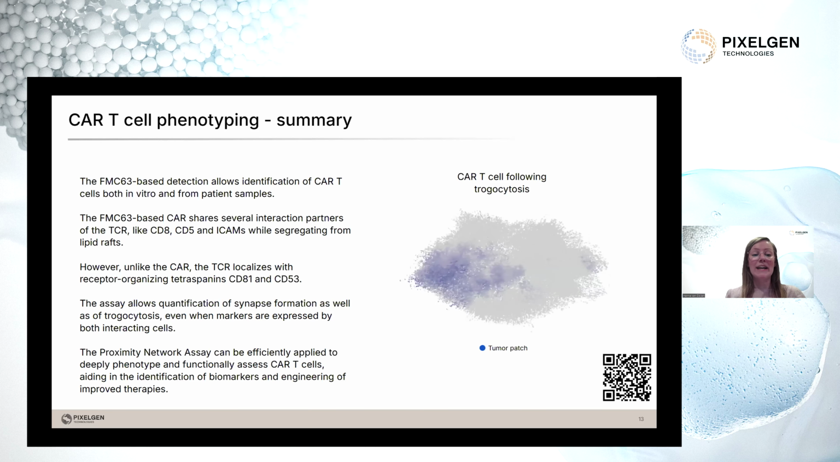So in general, the proximity network assay can be very efficiently applied to do deep phenotyping and functional assessment of CAR T cells. Ultimately, we believe that this can really aid in the identification of new biomarkers and help in the engineering of new improved CAR T cell therapies. So here you can again see a 3D layout of one of these CAR T cells that has a tumor patch on its surface.